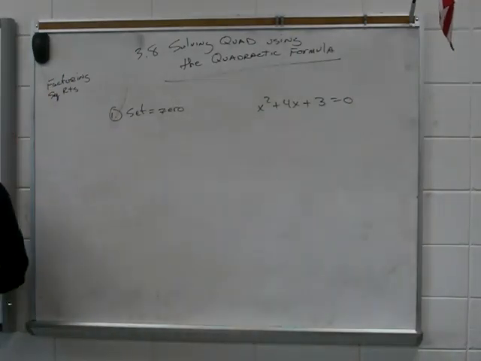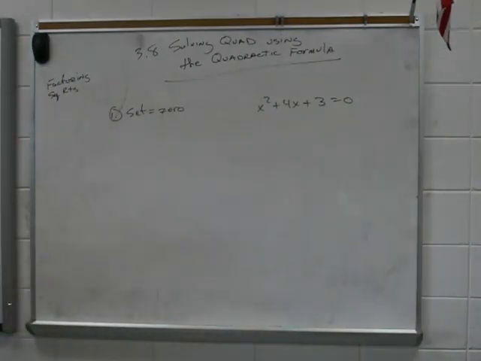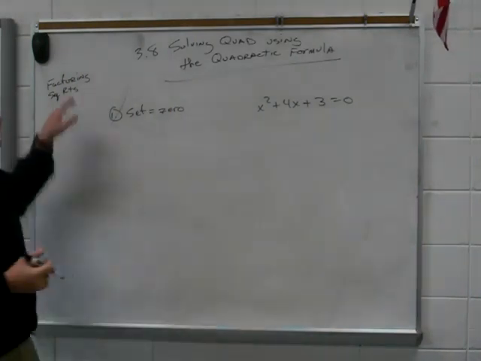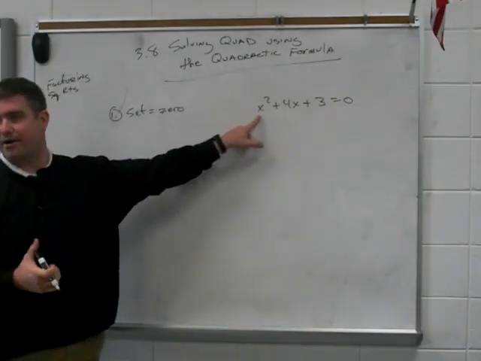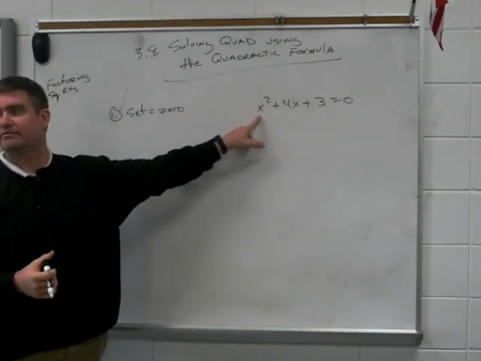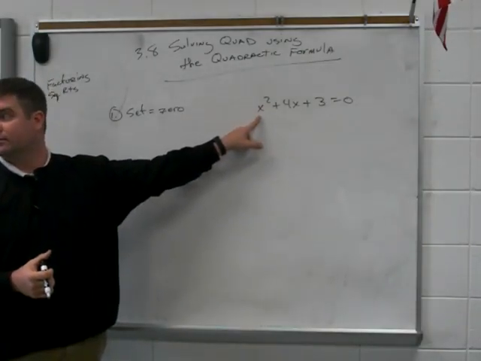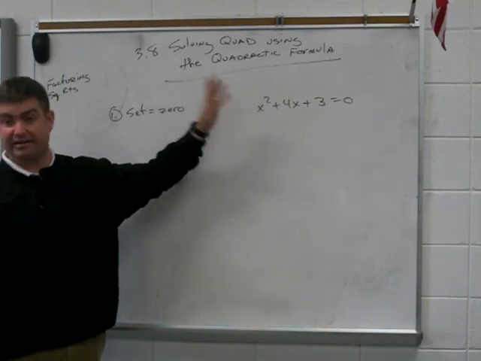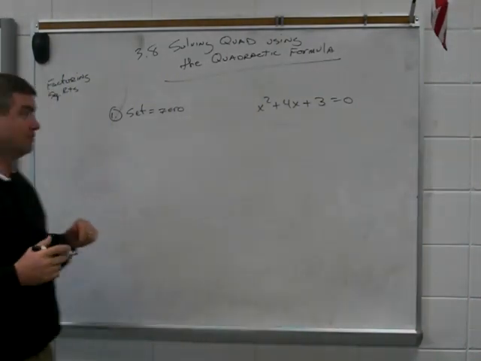If it's not equal to 0, you're going to have to move some stuff around, subtract 3 from both sides, subtract 4x from both sides. You might have to combine like terms, but you've got to set it equal to 0. That's your first step. Where it did in factoring, it does not really matter if x squared is positive or negative. You can do it both ways. If x squared works out to be negative, it's okay. It's not that big a deal.